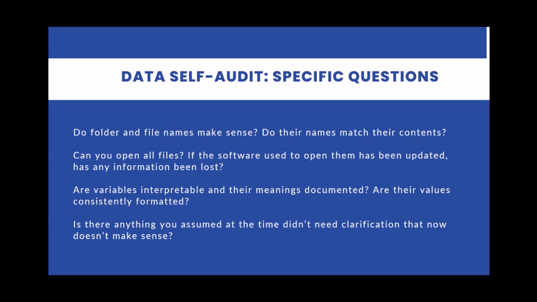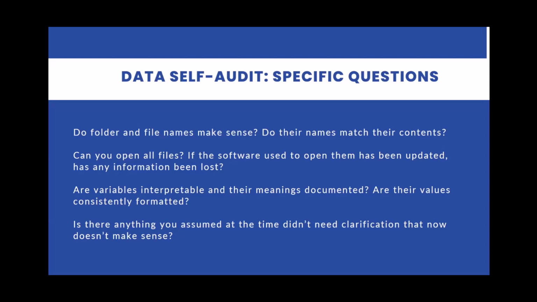Do the folder and file names that you chose make sense? Do the names match their contents? I really recommend going through and actually opening all of the files. So checking that your naming convention makes sense, but also just making sure you can still open all the files. Make sure nothing is corrupted. Maybe there's been an update to a software that you used for your data. So check to make sure that you can still open those files with any updated programs, and check if any information has been lost or if anything has been reformatted in a way that doesn't allow you to access it anymore.